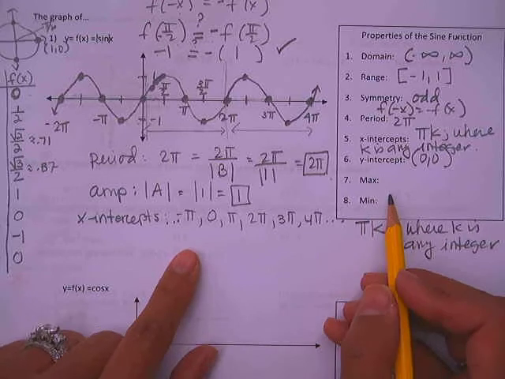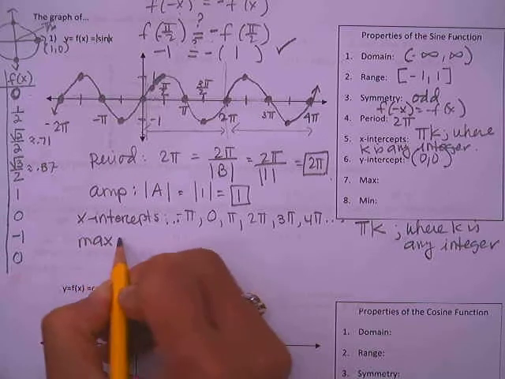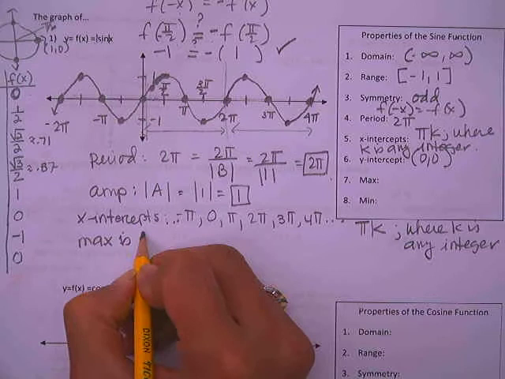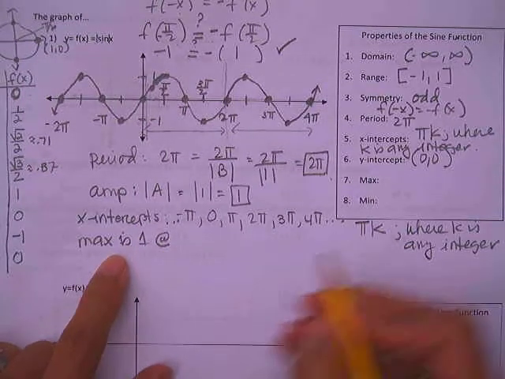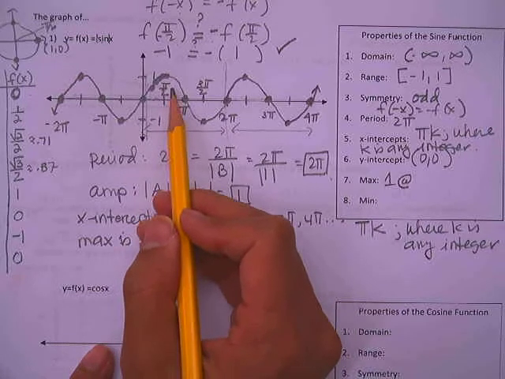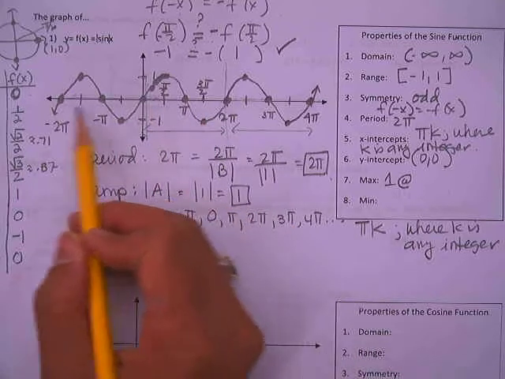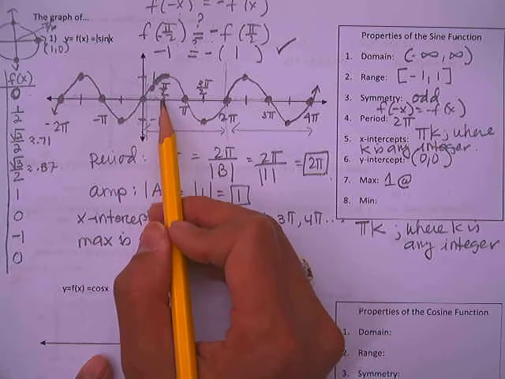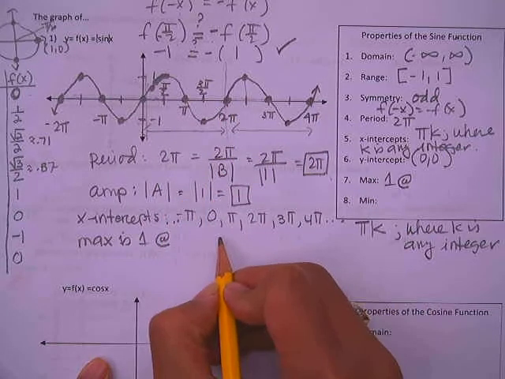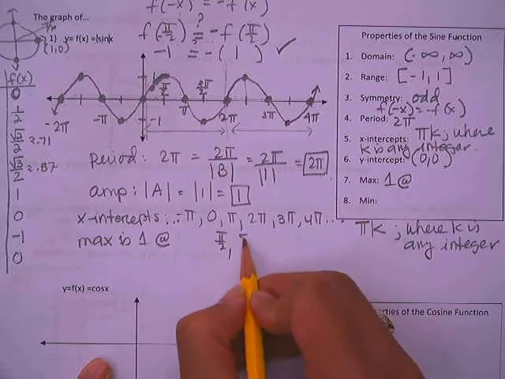All right, maximum. Looks like I have my maximum at, look at this one. The maximum is 1 at, well, let's talk about the locations. Pi over 2, 3 pi over 2, and there's another one over here. So 1 pi over 2, 2 pi over 2, 3 pi over 2, 4 pi over 2, 5 pi over 2. So the first one is going to be pi over 2. Another max is at 5 pi over 2.